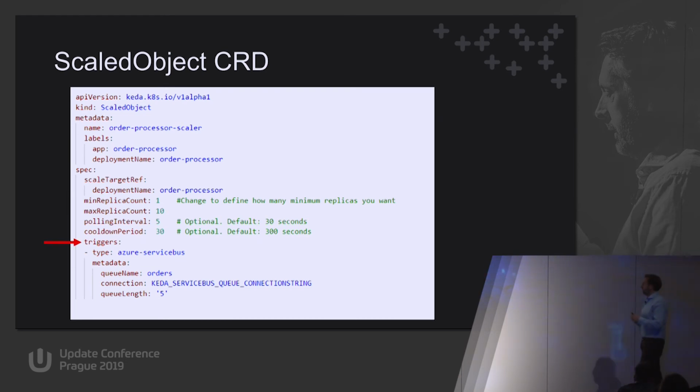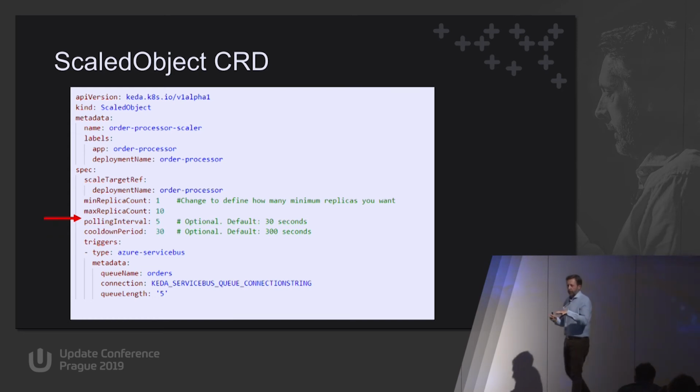The second part is the triggers. This is where you define, depending on the type of event source you're having, the triggers will look a little bit different. This is for the Azure Service Bus. So I'm specifying the queue name that I have in my service bus. I'm giving it the connection string so it can authenticate to it. And then I'm giving it the queue length. So I'm saying here that if the queue length is above 5, then you should start scaling my deployment so it can process this queue faster. Okay?